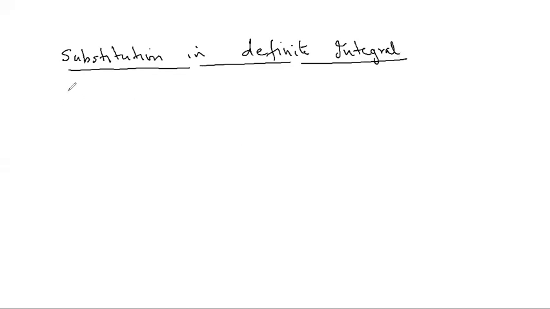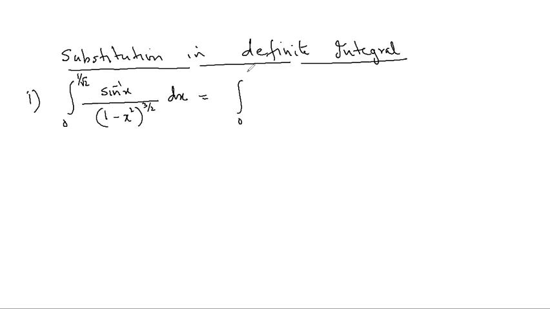So let me show you one question. That is question number 1, second part. Integral from 0 to 1 by root 2 of sine inverse x divided by (1 minus x square) raised to 3 by 2 dx. So I can rewrite it as integral from 0 to 1 by root 2 of sine inverse x upon (1 minus x square) into root of 1 minus x square.